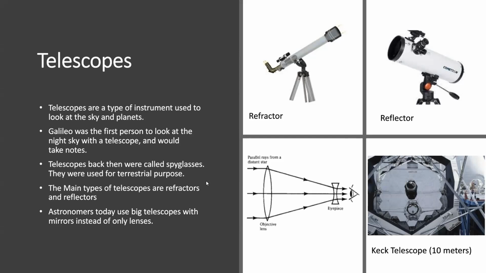So what you see right here in this diagram on the bottom left is how the telescope works. The light goes into the telescope and it goes into the eyepiece, into your eye, and then reflects back to let you see whatever you want, like the stars and stuff. And this right here is the Keck telescope, which is 10 meters wide. And these are a refractor and a reflector.